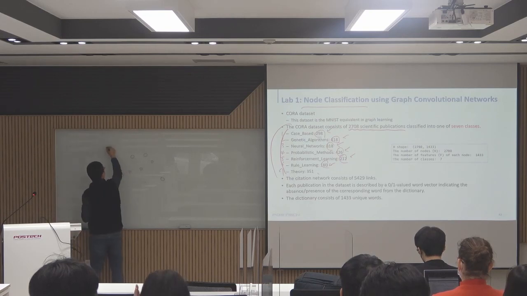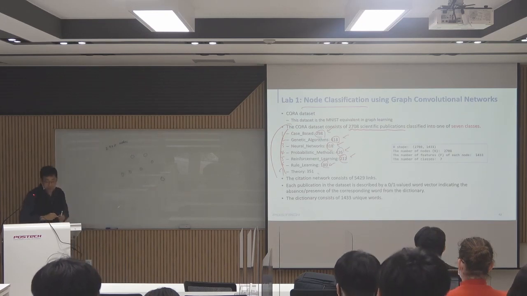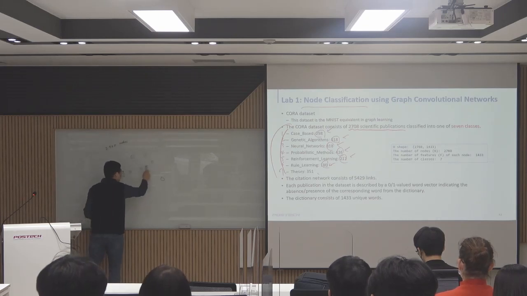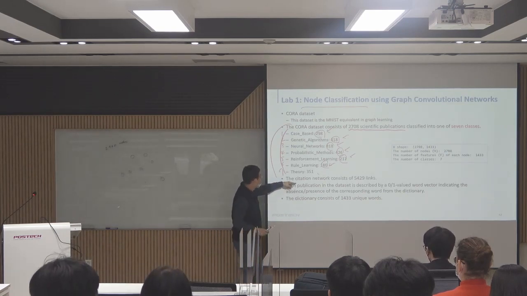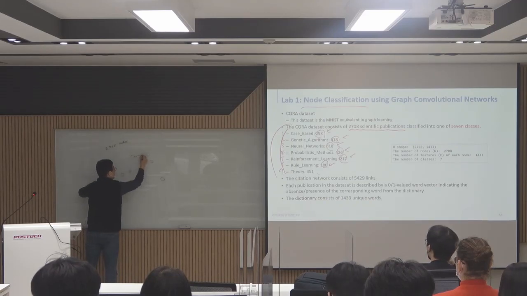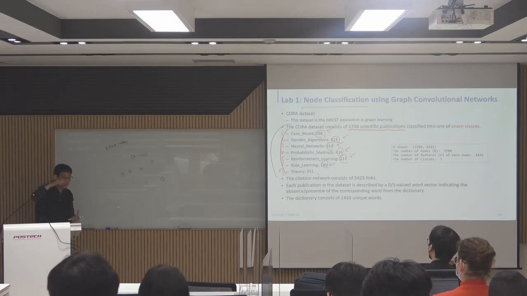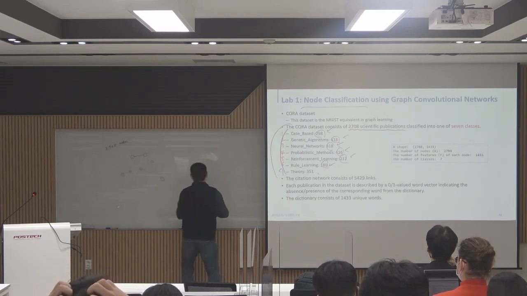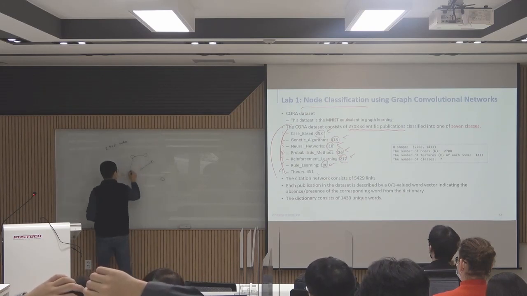Now we have to connect them. How? If this paper has a citation to that one, that means they're connected. Because each paper is going to have references, right? So if we have the reference, we believe that these two are connected, things like that.